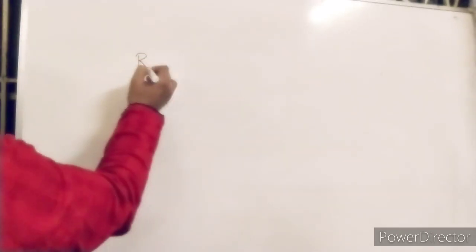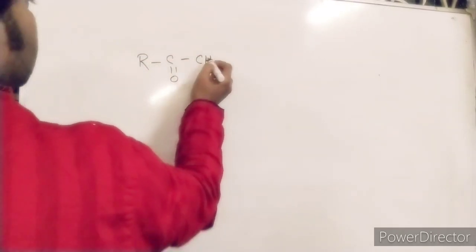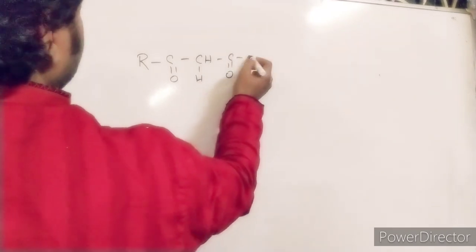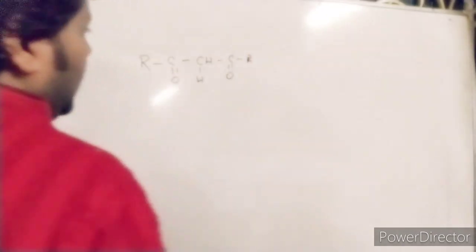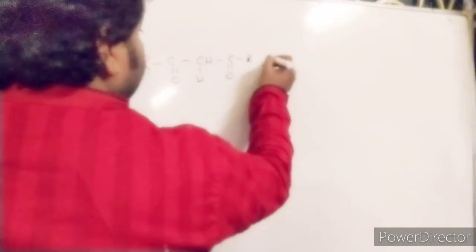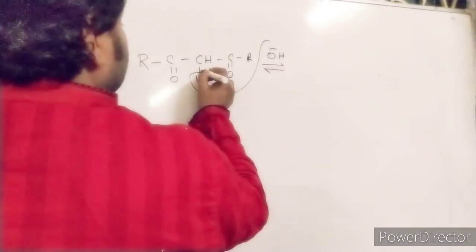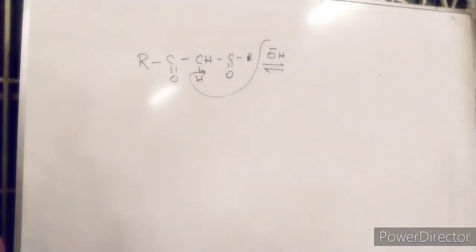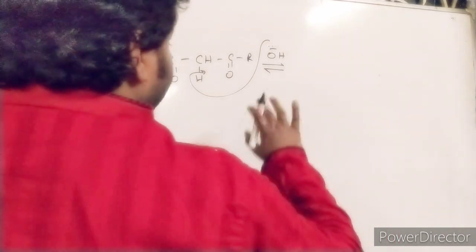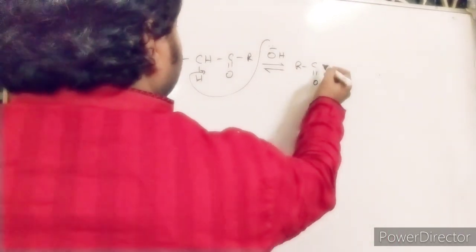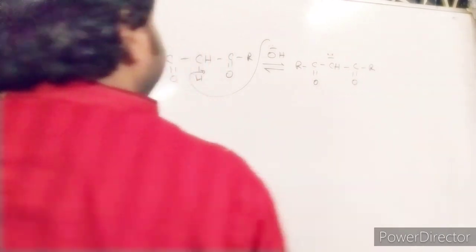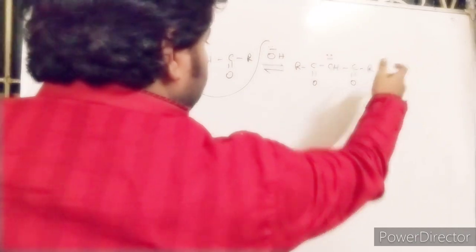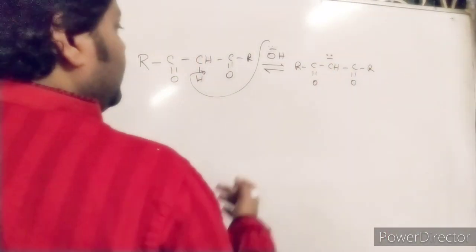So suppose I have RCOCH2COR. As I told you, you do not have any idea which R group we are talking about. If I give it OH minus, this will take this H plus and release water. I'm not writing that. So it will give you RCOCH minus COR. You can definitely show the resonating structures yourself.